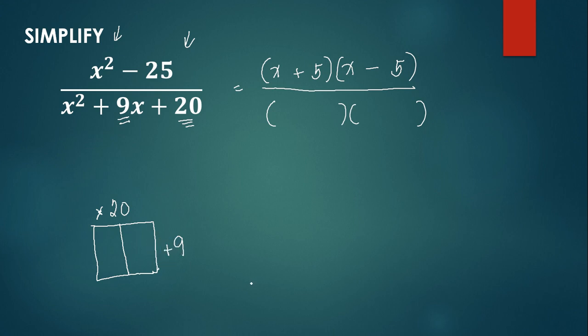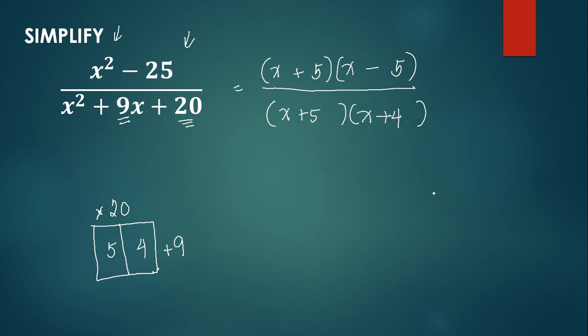Okay, so again, you're going to think of two numbers that if I multiply, I will get 20. And if I add, I will get 9. So yan ay 5 and then 4. Tama? So 5 times 4, that is 20. 5 plus 4, that is 9. So the factors of x squared plus 9x plus 20 are x plus 5 and x plus 4.